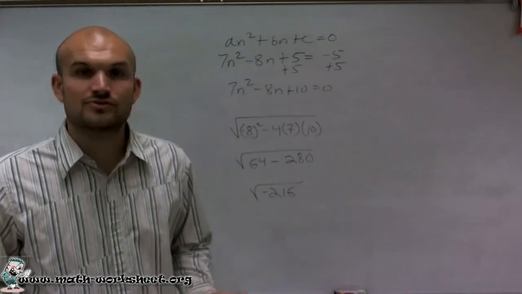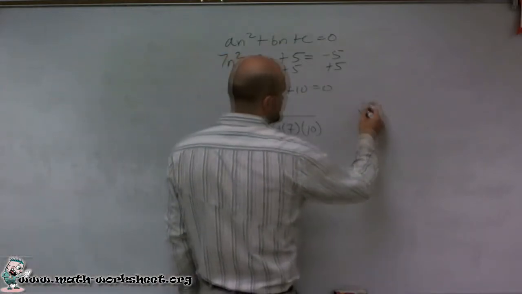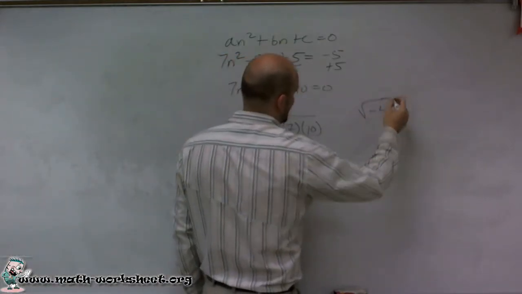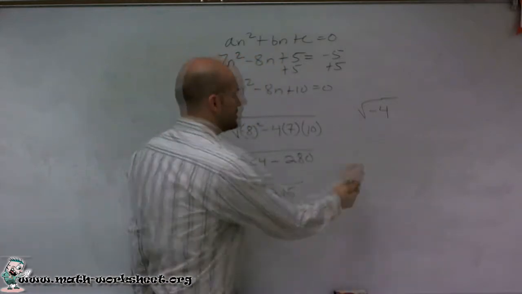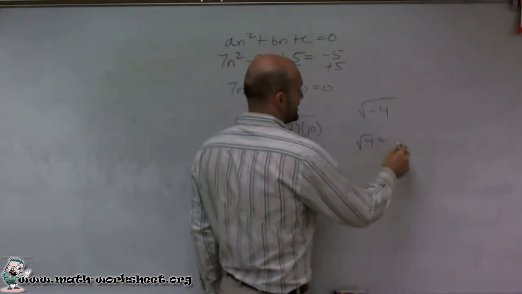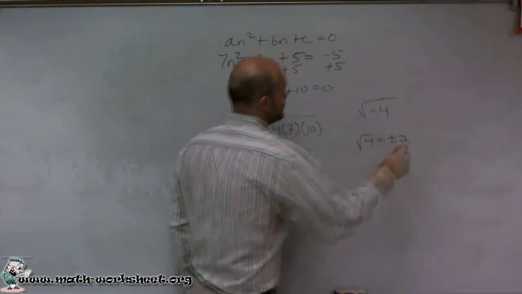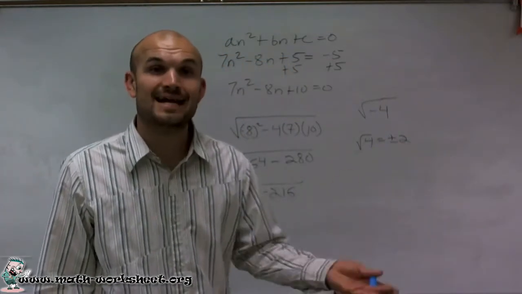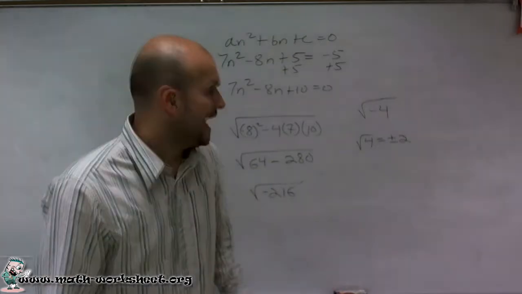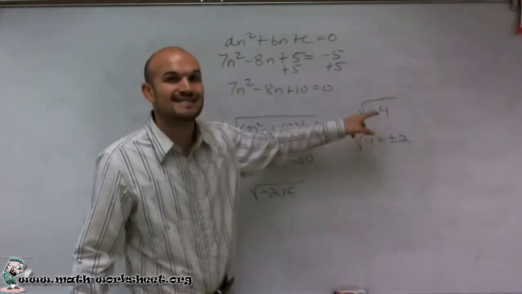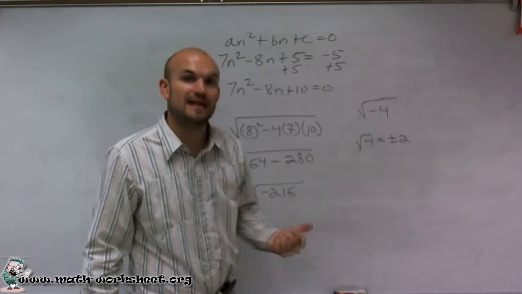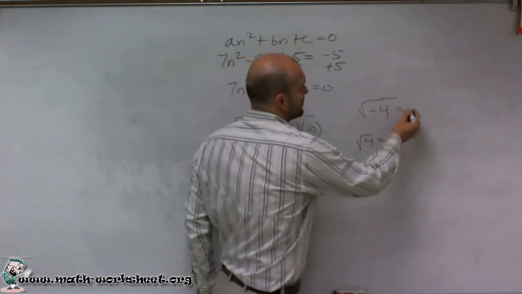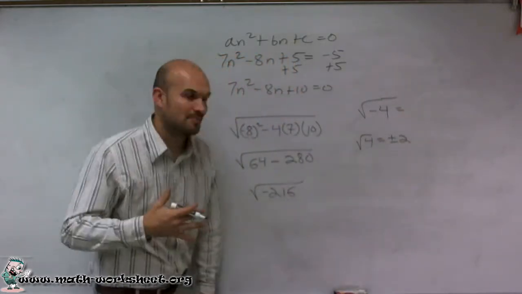Well, we know we can't take the square root of a negative number. Let me just show you. Let's take the square root of negative 4. We know that the square root of 4 is equal to plus or minus 2 because 2 times 2 is 4 and negative 2 times negative 2 is 4. However, there are no two numbers that are exactly the same that you can multiply to give you negative 4. So what we bring in is i, or the imaginary number system.